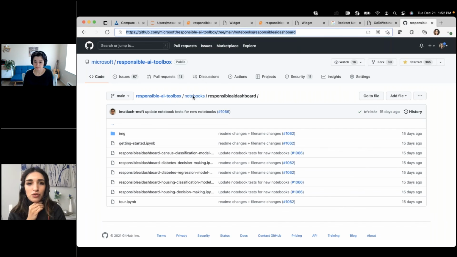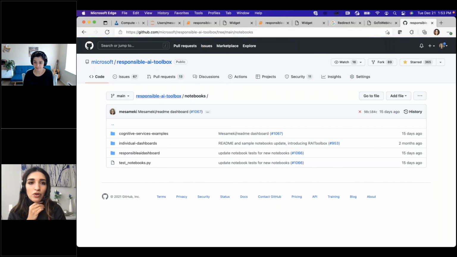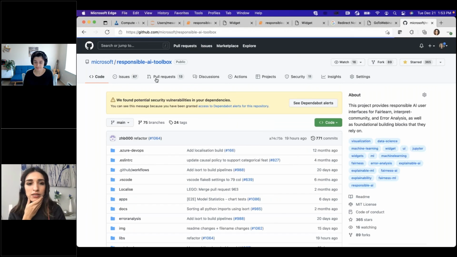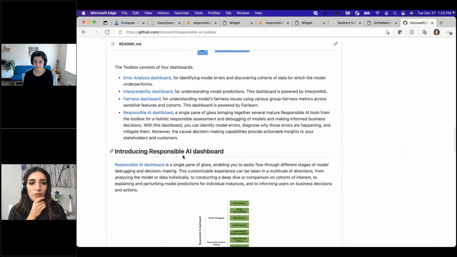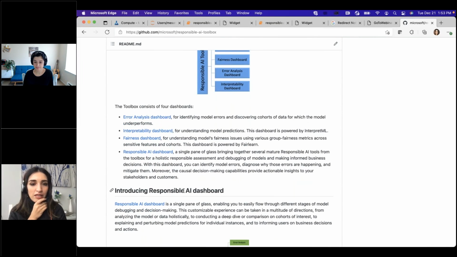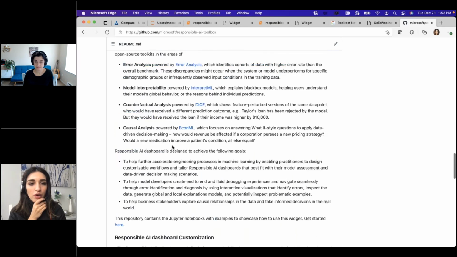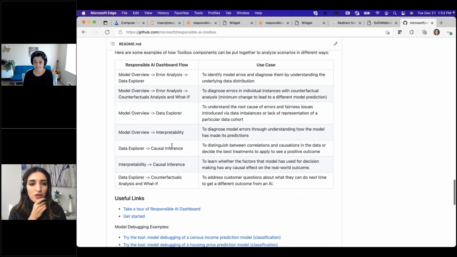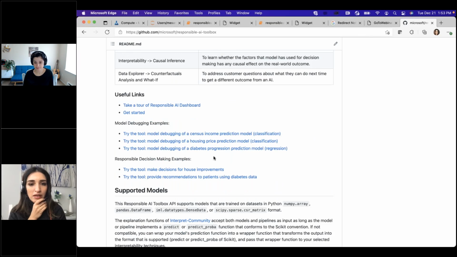Also, I just wanted to quickly show you, when you go to the Responsible AI Toolbox, we have introduction of what are all the tools underneath that, and then this Responsible AI Dashboard we just talked about is the brand new one. You can see the sample notebooks, and we just showed you this one for model debugging, and I also showed you this one for decision making of house improvements.